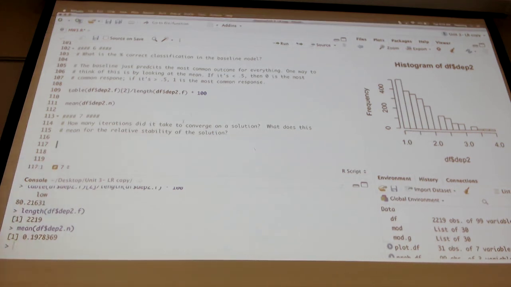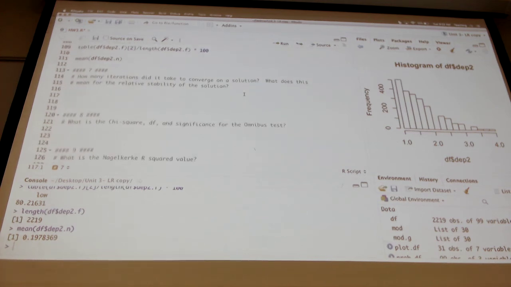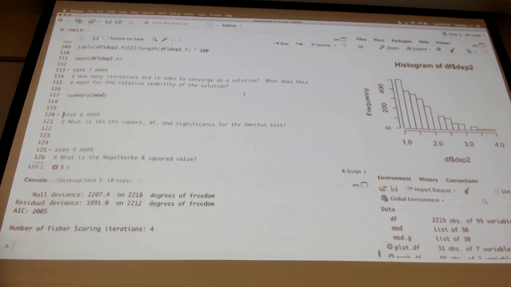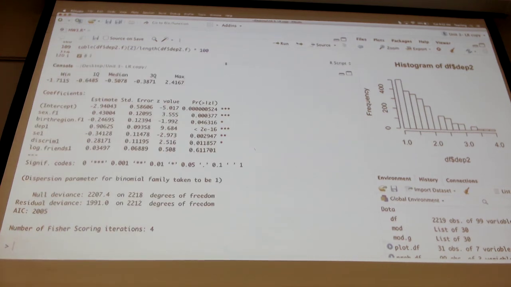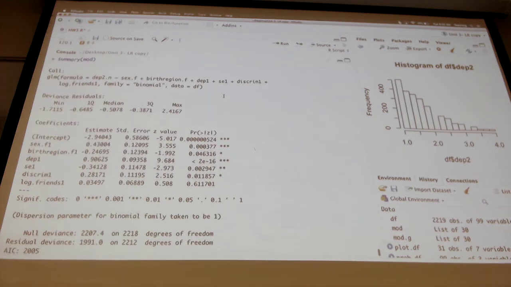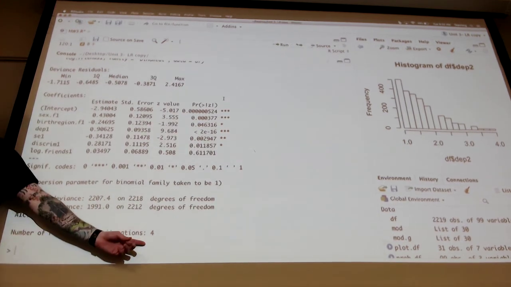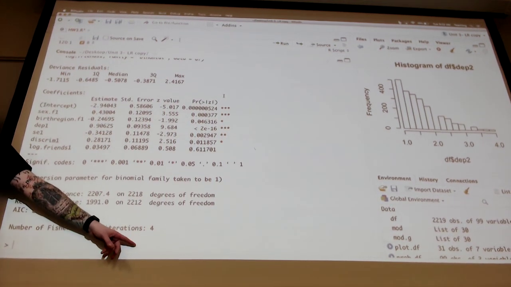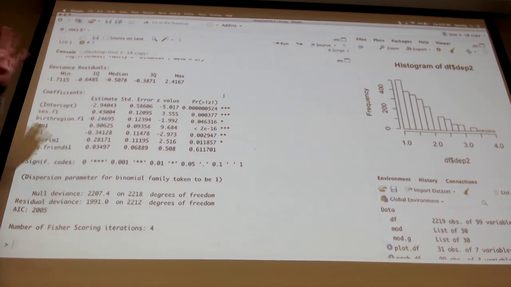All right, so now it's time to actually start looking at some summary stuff. How many iterations did it take to converge on a solution, and what does that mean for the relative stability of the solution for this? This is part of just the summary. So if we run the summary of our mod, it outputs this information. Down here at the bottom, it'll tell you the number of Fisher scoring iterations is 4. So this solution converged in 4 iterations.